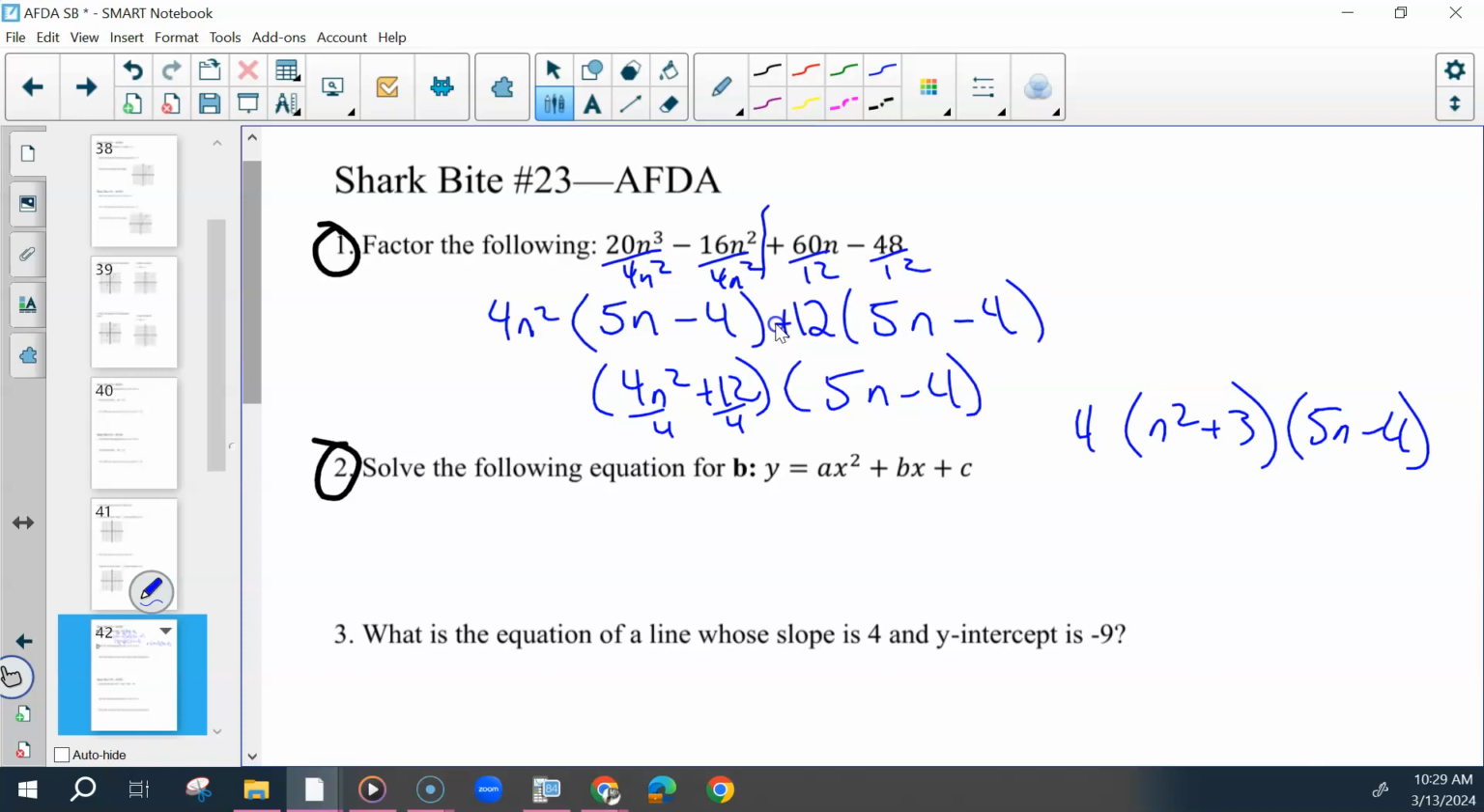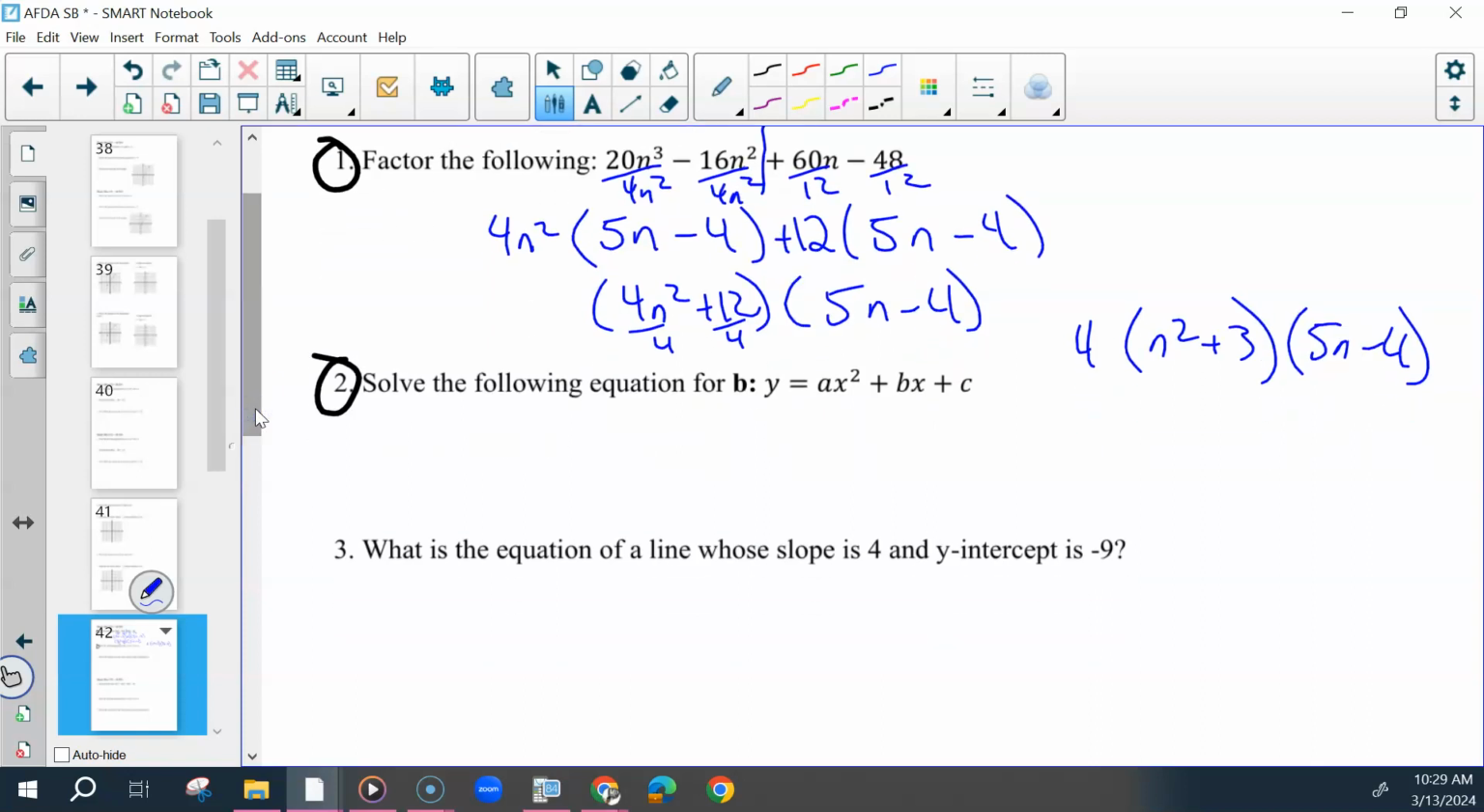Okay. In number 2, we are solving the following equation for b. This equation should look familiar as we just got done with quadratics. That is your quadratic equation. So if we're trying to get b by itself, we've got to get rid of everything else. We can subtract c and subtract ax squared really at the same time. We have y minus ax squared minus c equals bx. We subtracted it to the other side, but it's not combining with anything.